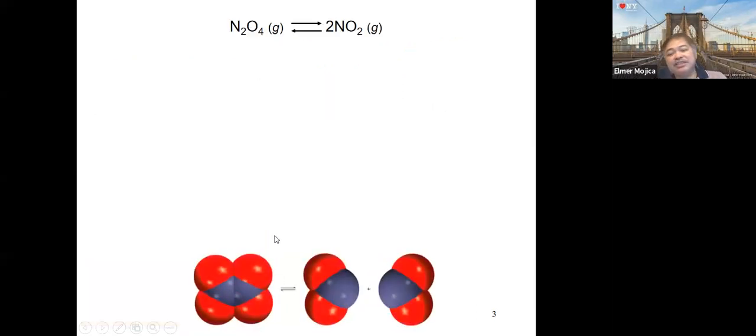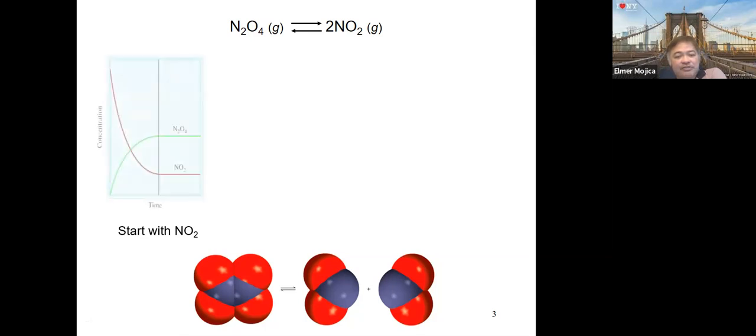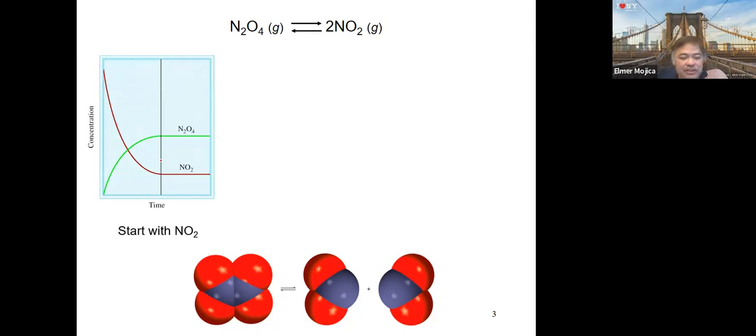So the same thing in a chemical system. Dinitrogen tetroxide producing 2 nitrogen monoxide, or dioxide, ano ba yan? Nitrogen dioxide. So you can start with just NO2. Whatever material that you have will be utilized, its concentration decreases while the other one increases. You started with NO2, it will be used up, its concentration goes down, while the N2O4 concentration goes up because it starts to be produced. But after a certain time, the concentration remains constant.